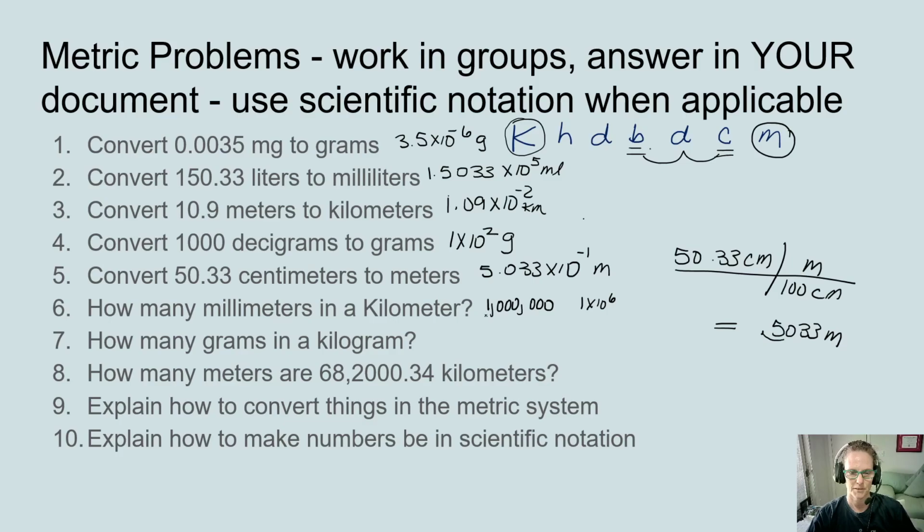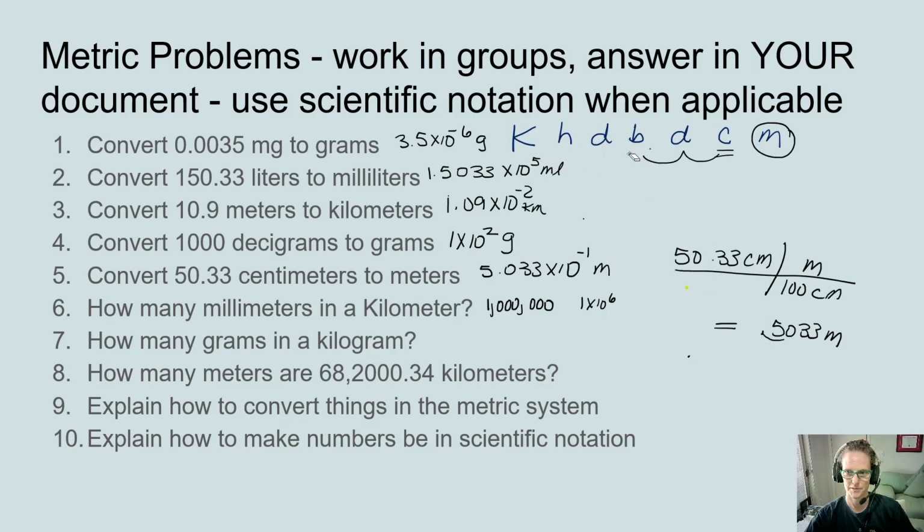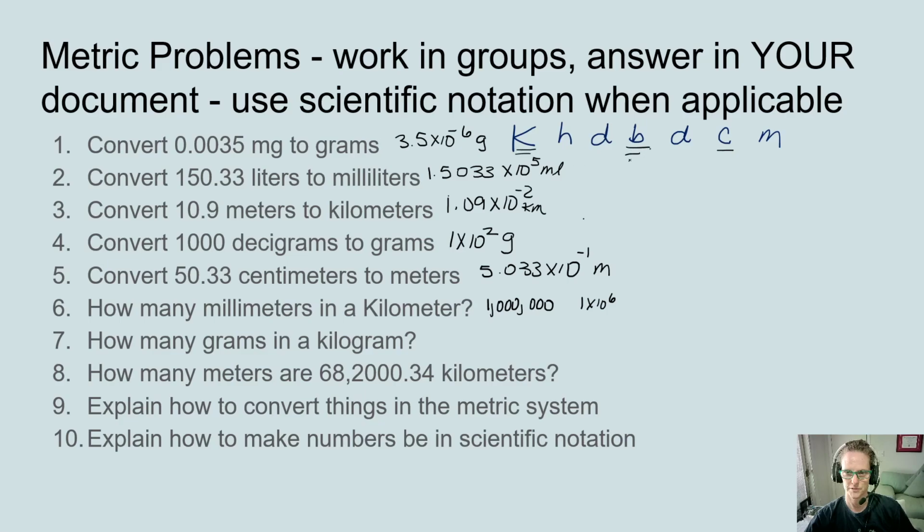Okay, same kind of next question. How many grams in a kilogram? So where's grams? Let's kind of erase some of this mess I made up here. So find grams and find kilograms. So here's grams, the base unit, and here's kilograms. So it's 10, 100, 1,000. So it's 1,000. Or 1 times 10 to the third.